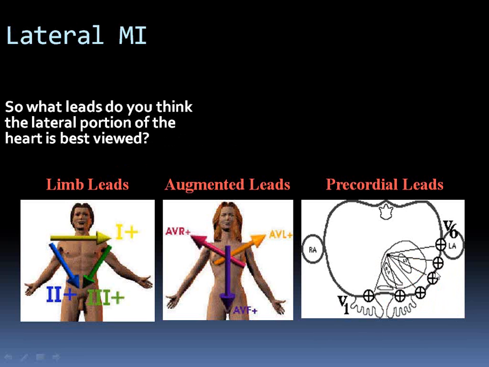Which leads do you think tell us about the lateral part of the heart in this diagram? Leads V5 and V6, because they are based on the lateral side of the heart. Leads 1 and AVL are also put on the lateral side of the heart. This is lead 1, this is on the lateral side. This is lead AVL, this is on the lateral side. Leads 1, AVL, V5 and V6 are all positioned on the lateral part of the heart, and they will tell us that there is a lateral myocardial infarction.